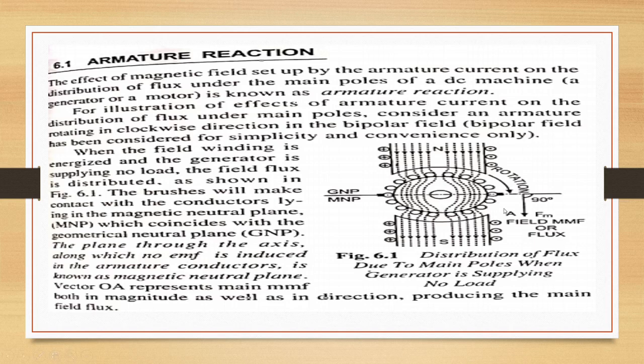See here, vector OA, this is O here, A here. So vector OA is representing the main MMF both in magnitude as well as in direction, which is producing the main field flux. These are the two poles, north and south poles. This is the magnetic neutral plane and geometric neutral plane. Field flux or field MMF here. And this is the rotation, in clockwise direction. So this is the distribution of flux due to main poles when the generator is supplying no load.